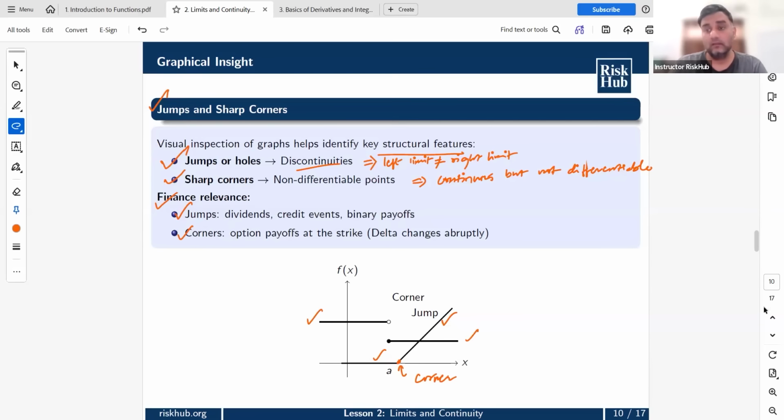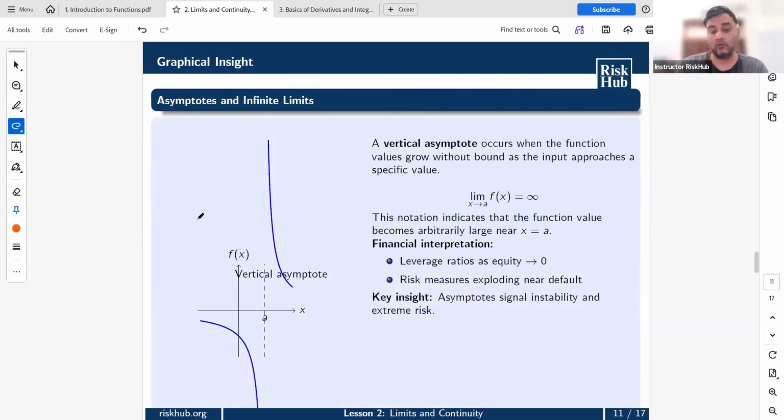Okay. All right. Then we look at your asymptotes and your infinite limits. So we're trying to introduce your asymptote. Asymptote is a line which a function approaches but never touches. Now, what is the vertical asymptote? Vertical asymptote occurs when the function becomes extremely large, right?